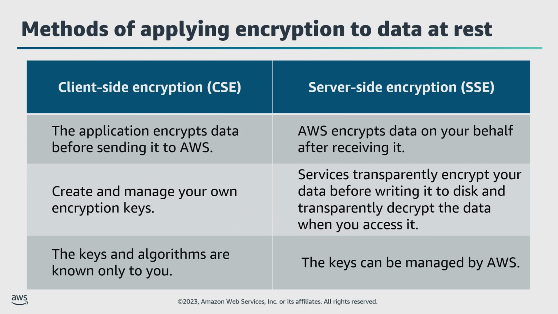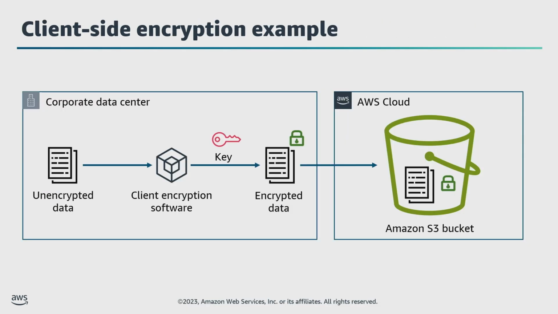With CSE, your application encrypts data before sending it to AWS. You create and manage your own keys, and the keys and encryption method are known only to you. With SSE, AWS encrypts data on your behalf before writing it to disk, and then decrypts it when you request to access it. The keys can be managed by AWS.